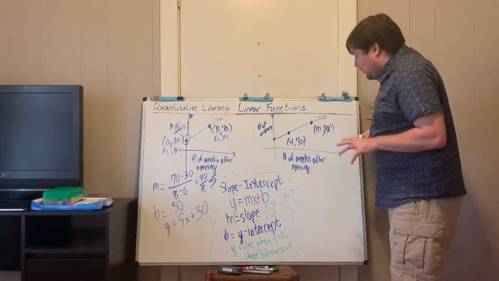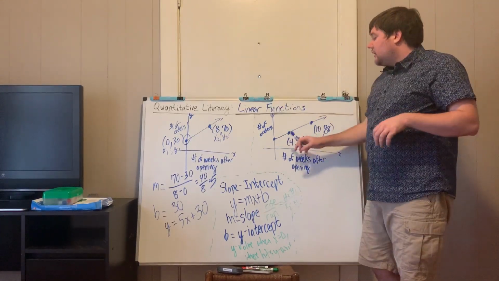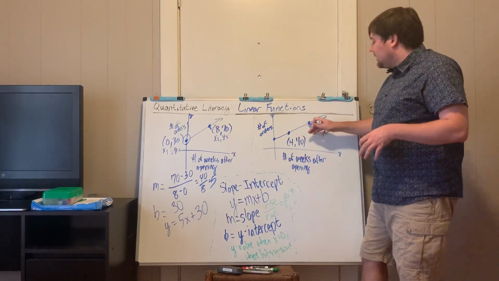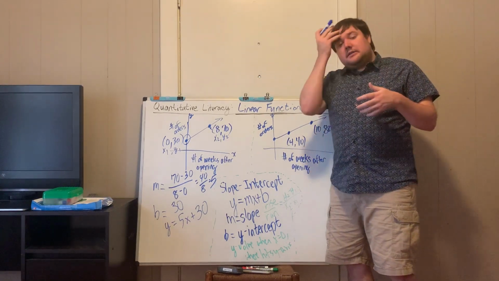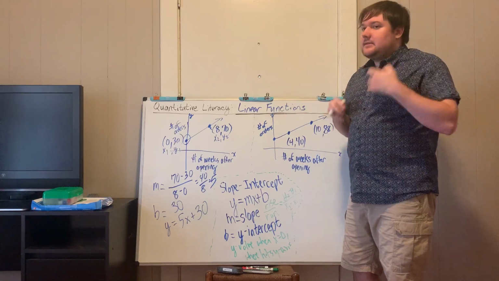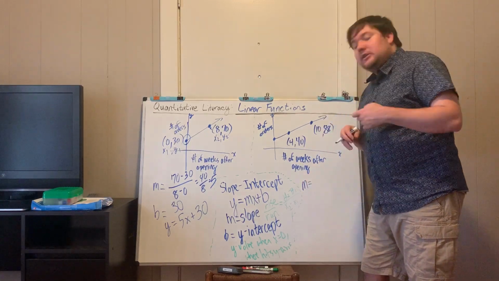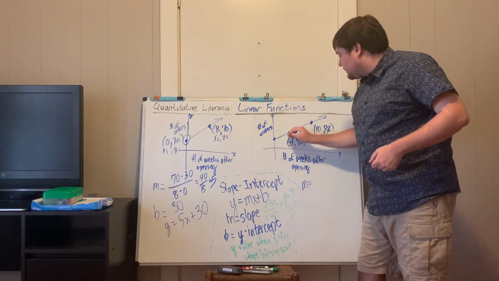Let's do another example. So let's say we're over here. Let's say in week 4, we have 40 orders, and in week 10, we have 88. Do the same kind of process. Again, we'll start with the slope.